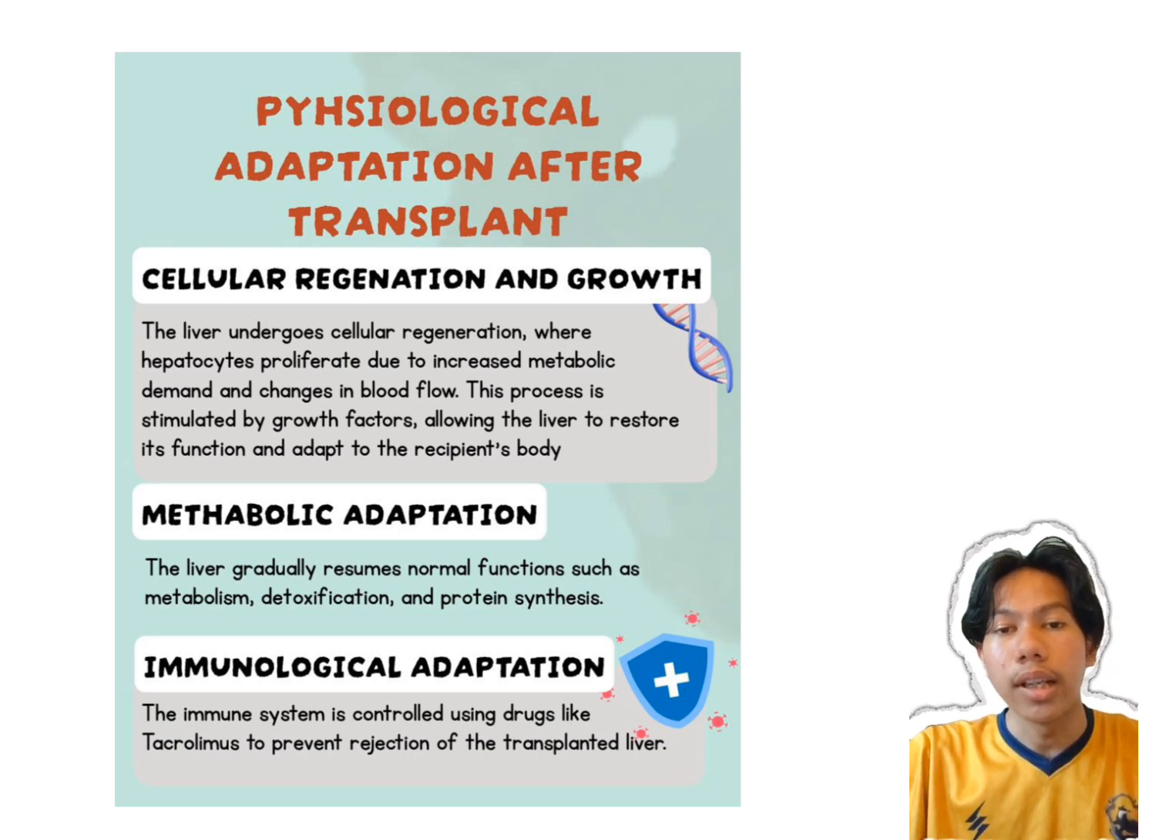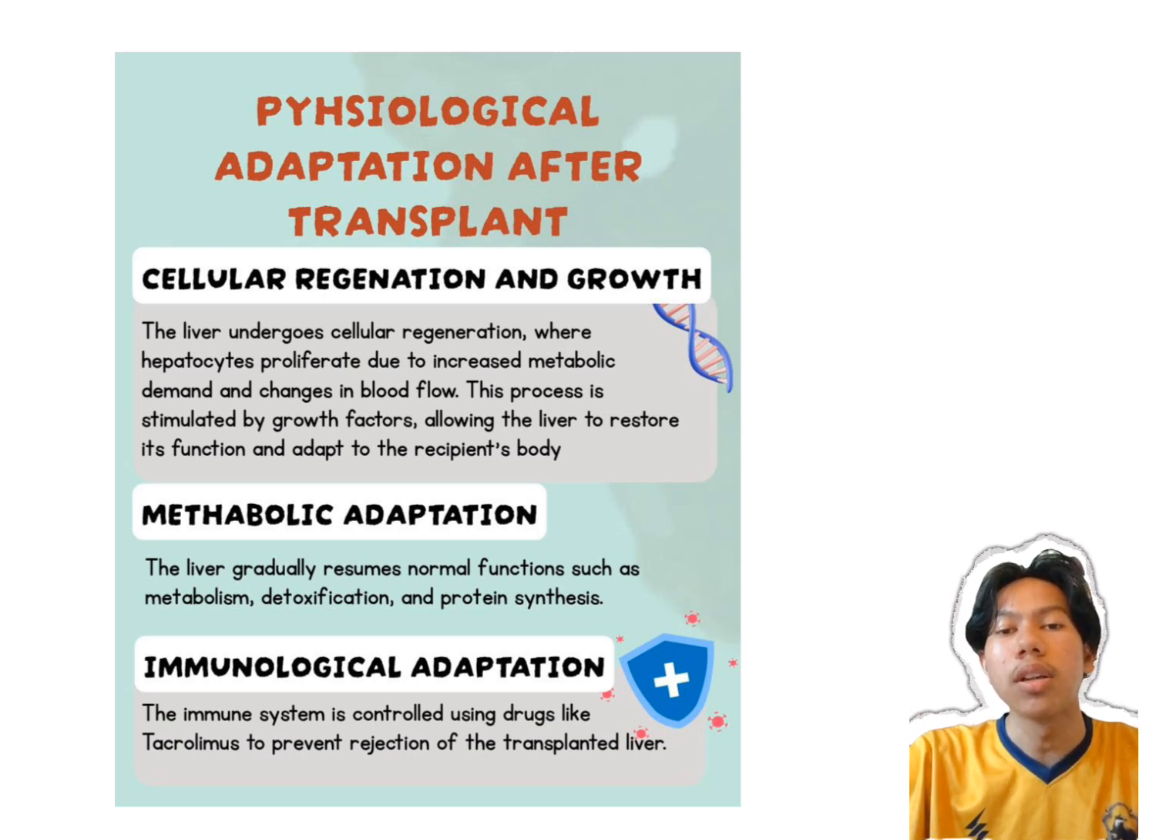The second one is metabolic adaptation. The liver gradually resumes normal functions such as metabolism, detoxification, and protein synthesis. And the last one is immunological adaptation. The immune system is controlled using drugs like tacrolimus to prevent rejection of the transplanted liver.